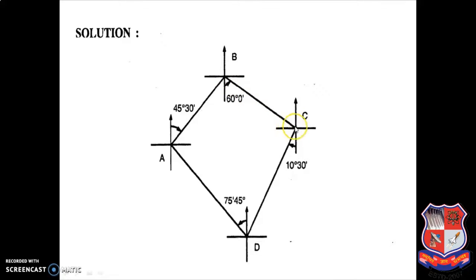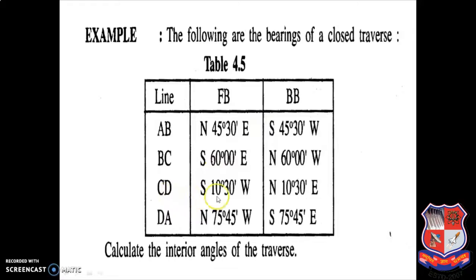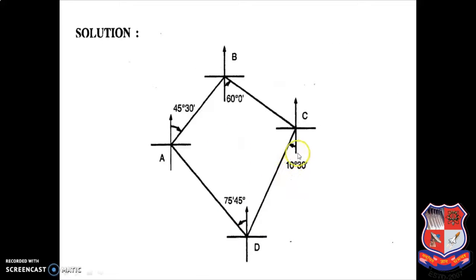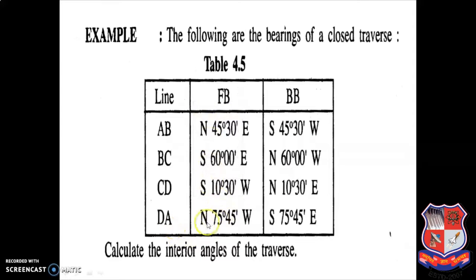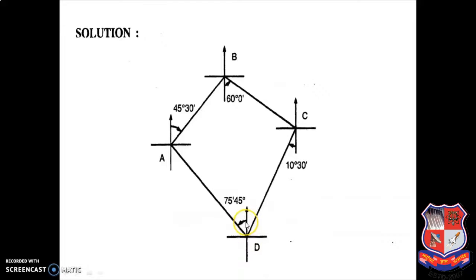Then from C you have to draw again one line C to D, and you have to take the fore bearing reading. Okay, so the fore bearing reading for line CD is given south 10 degree 30 minute west. So south is the south pole, south to west is 10 degree 30 minute this way, and then you have to draw one line. Okay, and then DA is given north 75 degree 45 minute. This is your fore bearing reading. So you can see this is the north pole.